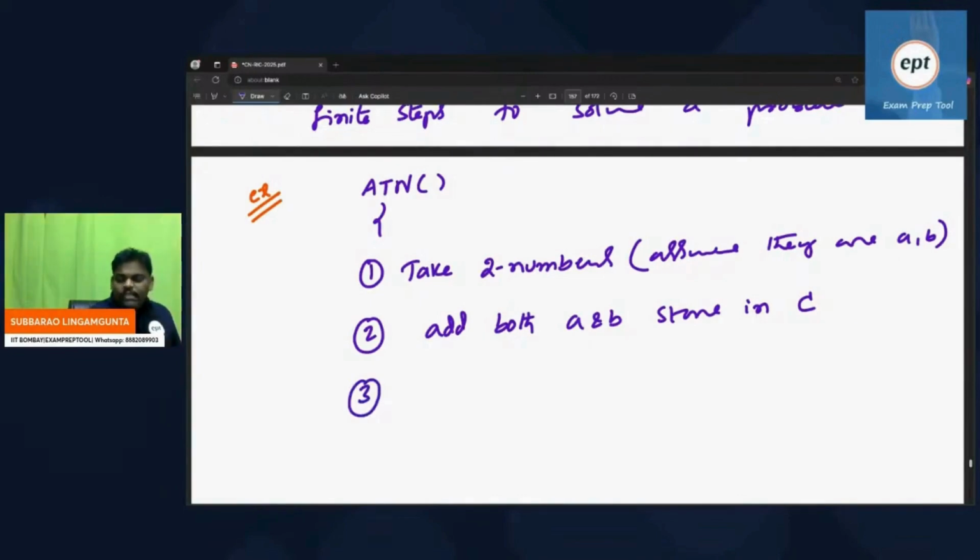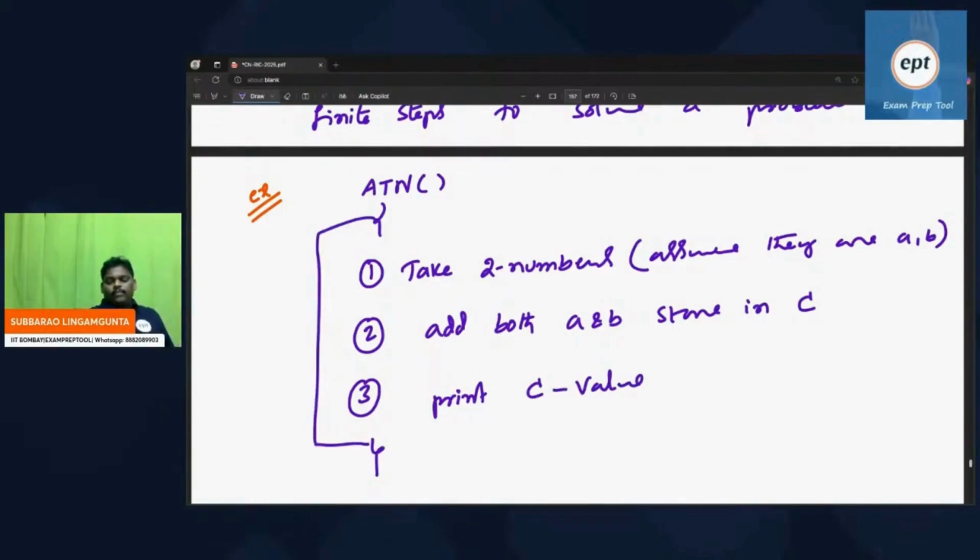If you want to print that C, you can print. If you want to return that C, you can return. Print C value. So, end of the algorithm. This is the algorithm for addition of two numbers.